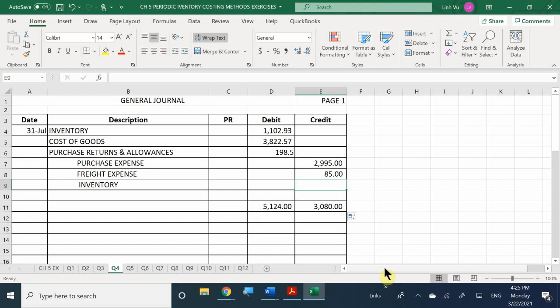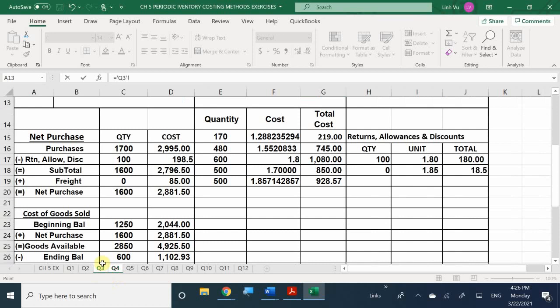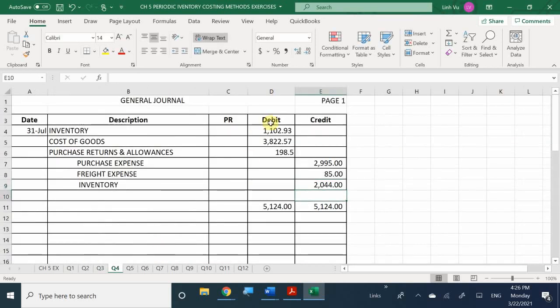The quantity on hand. The quantity on hand, which in this case, what was it? What was my quantity on hand? 1250. Yes. 2044. Correct. And look, now we match. So Felipe, you were on the right track.